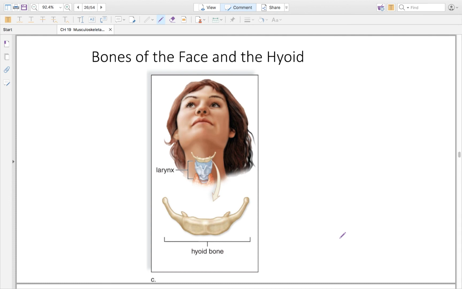This is the only bone in the body that is not connected to another bone, and it's called the hyoid bone. It's right on top of your voice box, your larynx. That's the hyoid bone, and it is the only bone that is not directly connected to another bone.